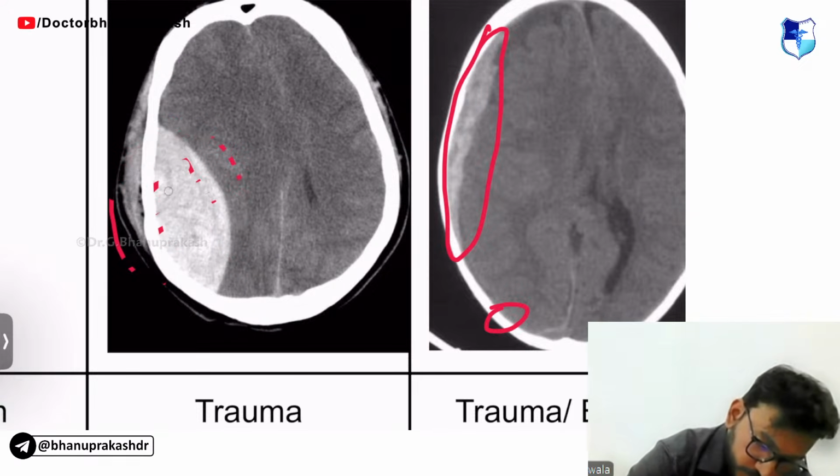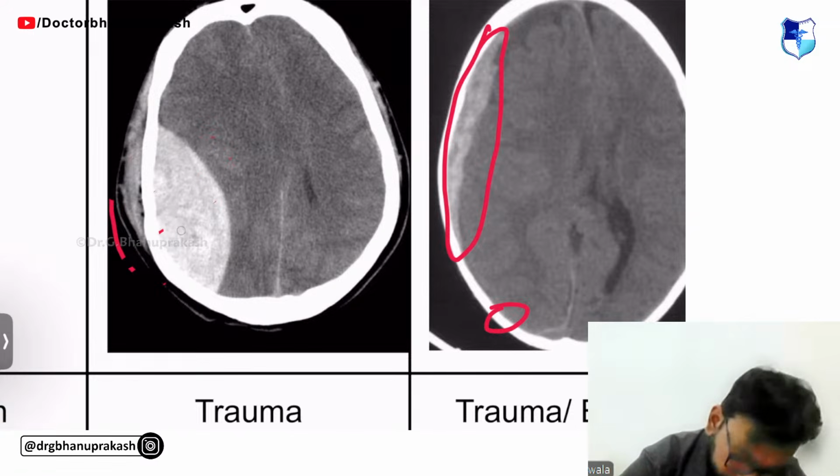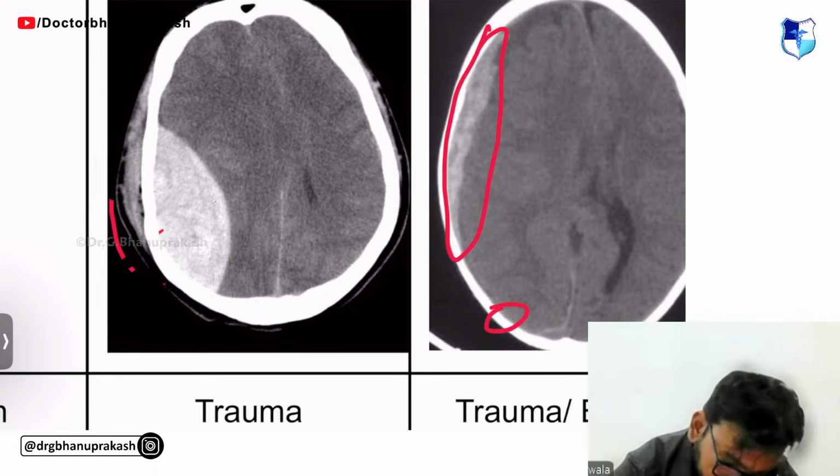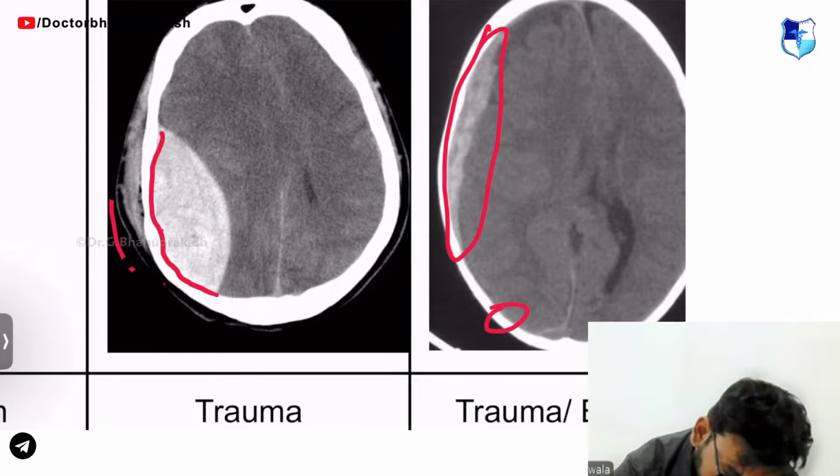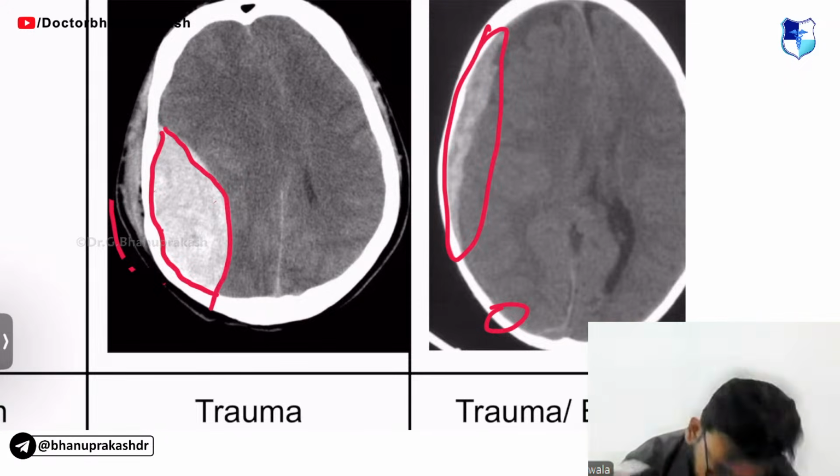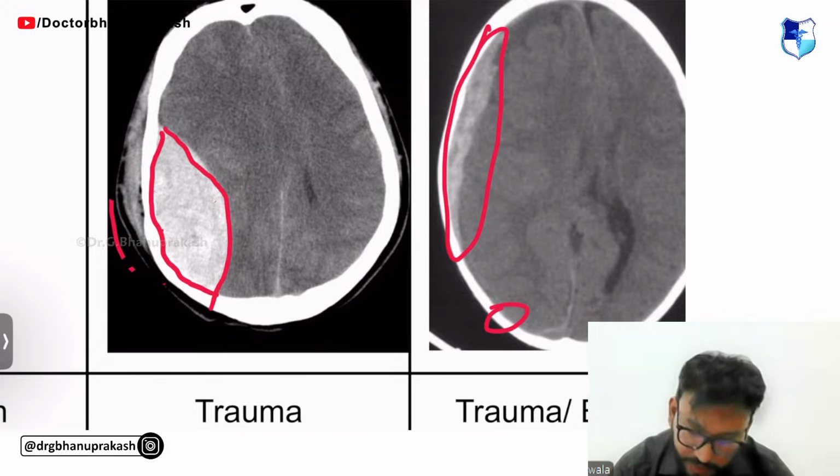Look at this. What is the shape here? Okay, it is convex. Look at this. This is one convex surface. This is another convex surface. This is a biconvex shape of extradural hematoma.